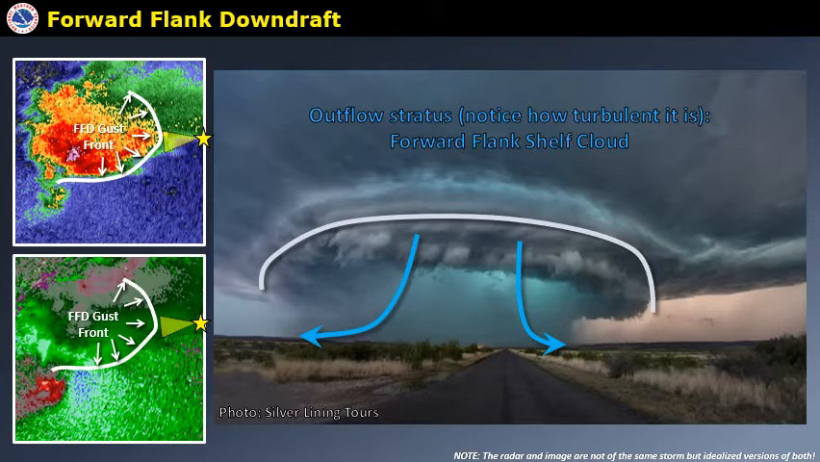The leading edge of this precipitation cascade is often demarcated by a shelf cloud. Now, depending on the storm's motion, there's a chance that this spotter may have needed to reposition in order to avoid being impacted directly by the core itself.